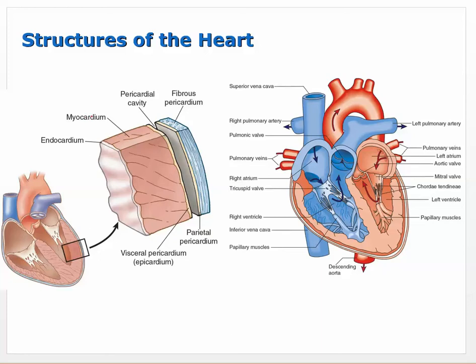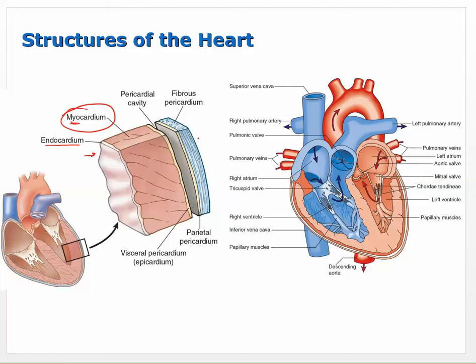Okay, so structure of the heart. Because we'll hear about things like endocarditis, which is the endocardium, the inner layer of the heart. This one is really important, the myocardium. The myocardium is what we refer to when we're talking about the individual striated muscle cells that make up most of the heart. We call that the myocardium, myo referring to muscle, and of course cardium is heart.